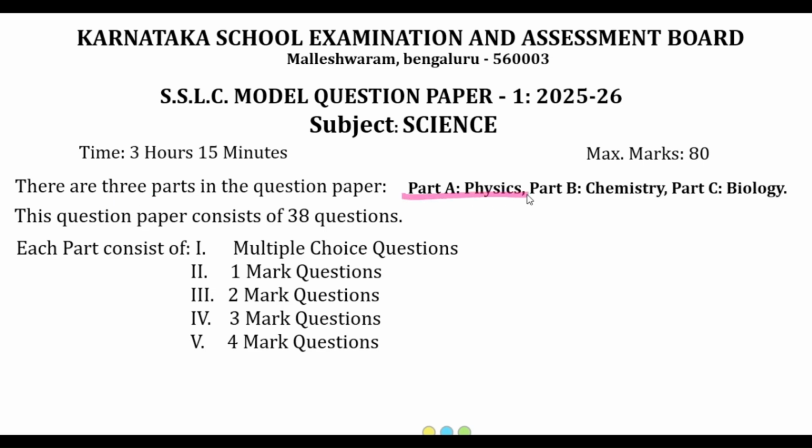First part will be of physics, part B will be of chemistry, and part C will be of biology. Total questions will be 38, and these questions are divided into 5 sections. First section consists of multiple choice, and the remaining 4 sections consist of theoretical questions of different marks: 1, 2, 3, and 4 mark questions. So without wasting much time, we are going to start with our first section, that is multiple choice questions.